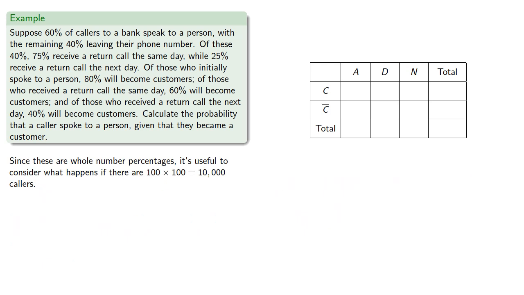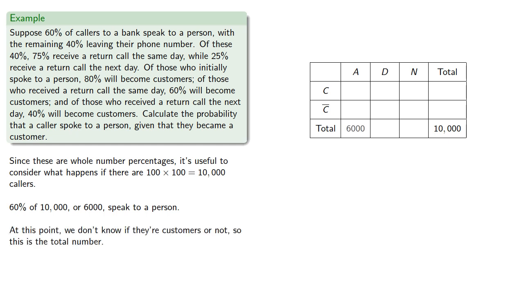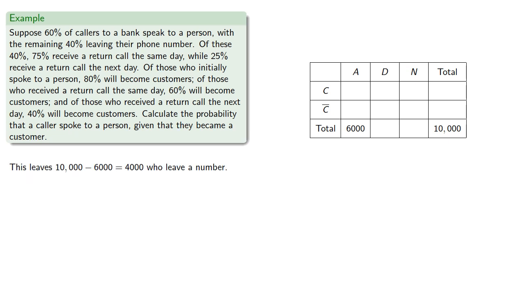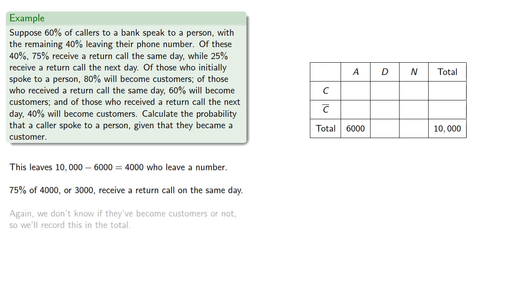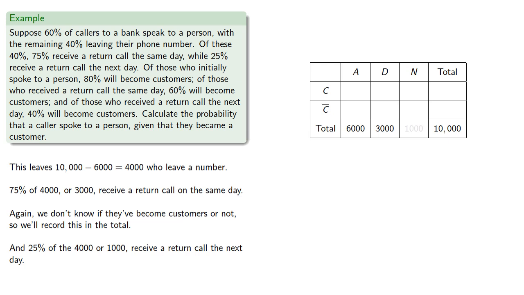Since these are whole number percentages, it's useful to consider what happens if there's 100 times 100, 10,000 callers. So 60% of 10,000 or 6,000 speak to a person. At this point, we don't know if they're customers or not, so we should record this as the total number. This leaves 4,000 who leave a number. 75% of those 4,000, or 3,000, receive a return call on the same day. Again, we don't know if they're customers or not, so we'll record this in the total. And 25% of the 4,000, or 1,000, receive a return call on the next day.